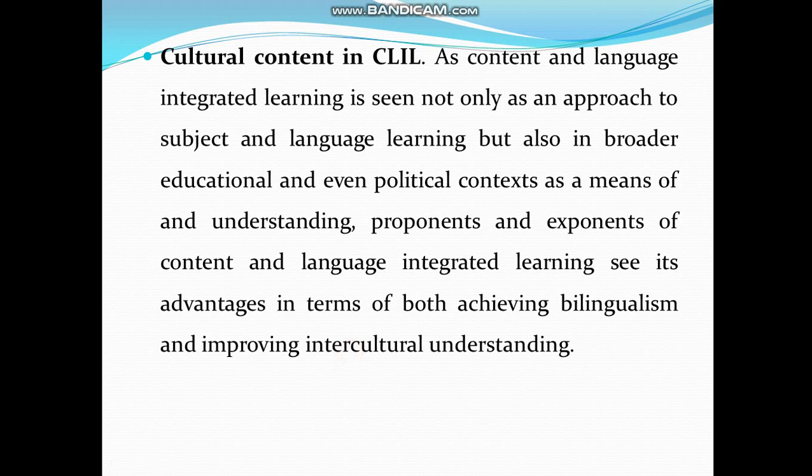Cultural content in CLIL. Content and language integrated learning is seen not only as an approach to subject and language learning, but also, in a broader educational and even political context, as a means of understanding. Proponents and exponents of content and language integrated learning see its advantages in terms of both achieving bilingualism and improving intercultural understanding.